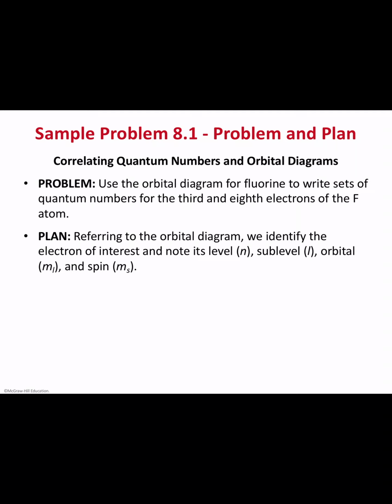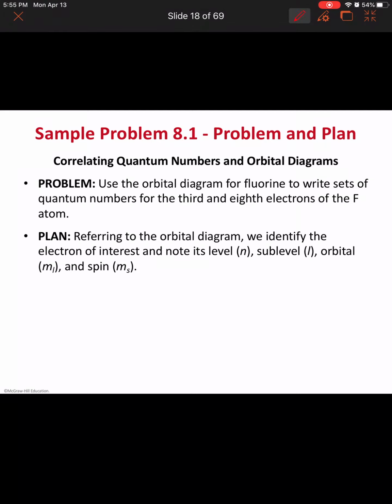Yes. So F, fluorine, is atomic number 9. So atomic number of fluorine equals 9. So you need to write the sets of quantum numbers for the 3rd and 8th electron of the fluorine atom. So we can write the electron configuration for fluorine.